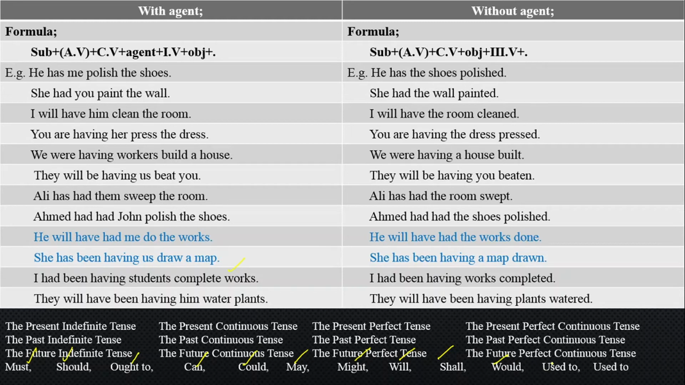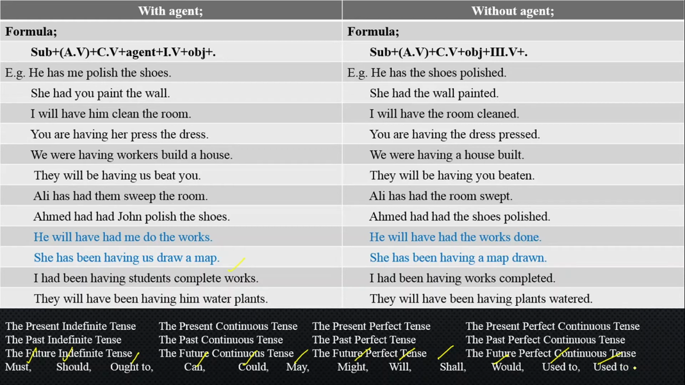I used to have students complete works. I used not to have students complete works. Use I to have students complete works? Use I not to have students complete works? Usen't I to have students complete works? I used to have students complete works. I did not use to have students complete works. Did I use to have students complete works? Did I not use to have students complete works? Didn't I use to have students complete works?